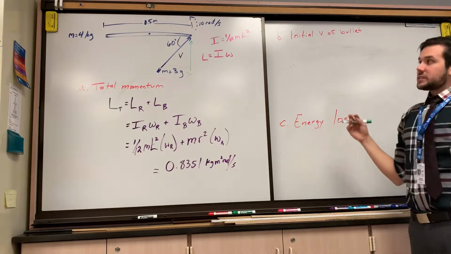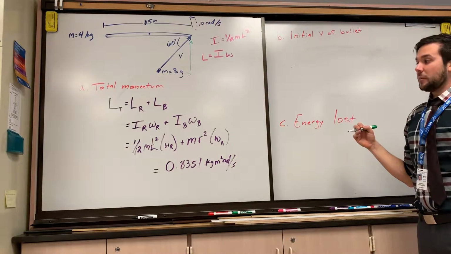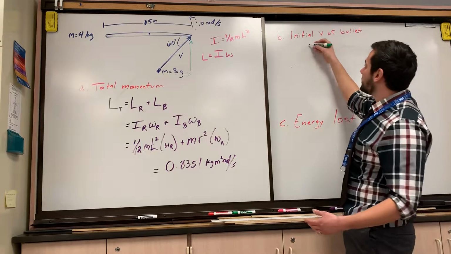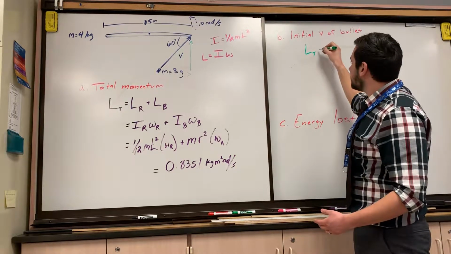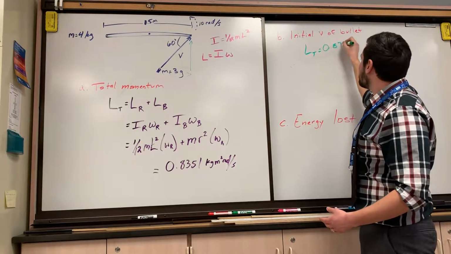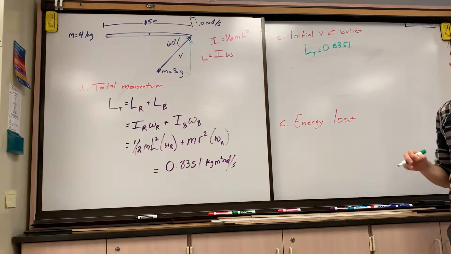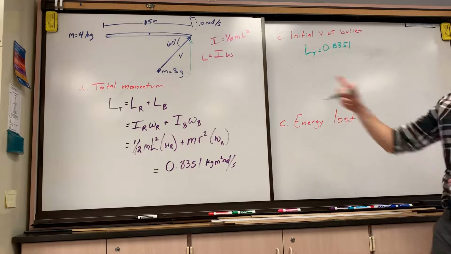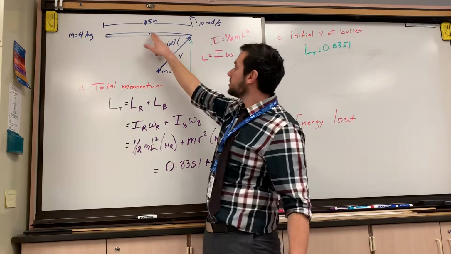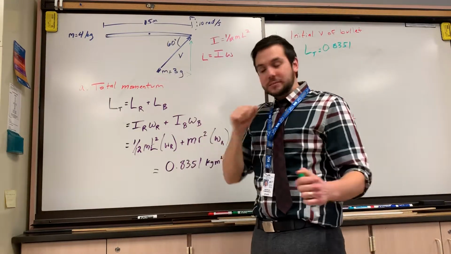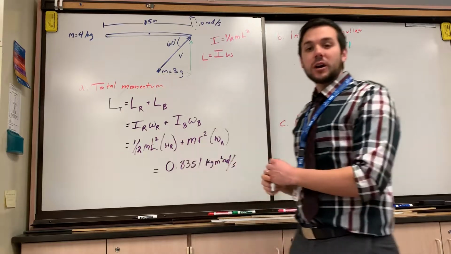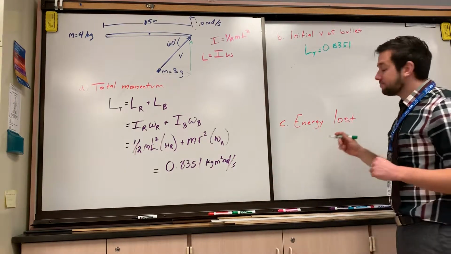So let's first consider the perpendicular momentum. We know that our total momentum was 0.8351, and so all of that momentum had to come from the bullet, because in the problem it specifies that the rod was actually stationary. The rod was stationary before the collision.